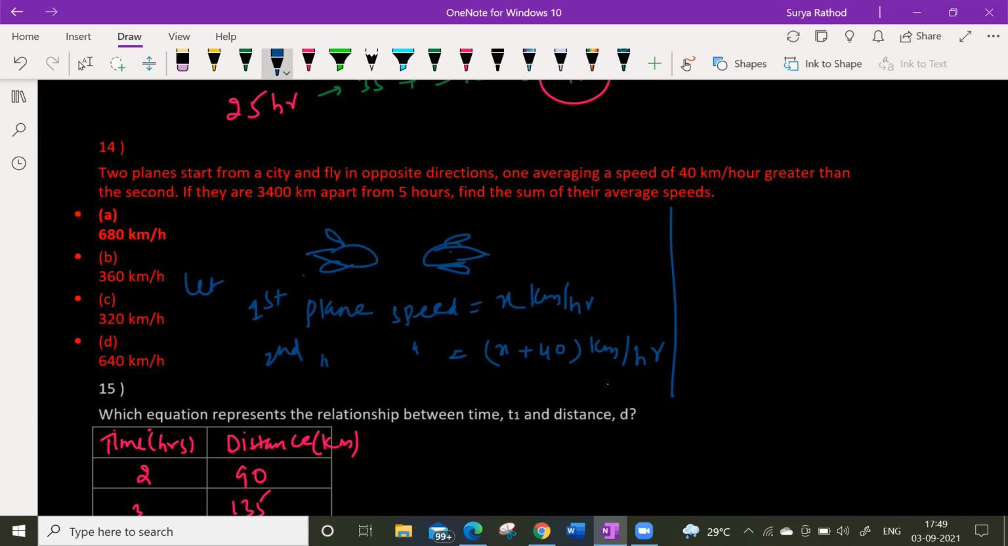And look at the distance between these two planes. How much? 3,400. So how many kilometers do they have to travel to meet? Right? They both should travel 3,400, then only they can meet each other. Yes or no?